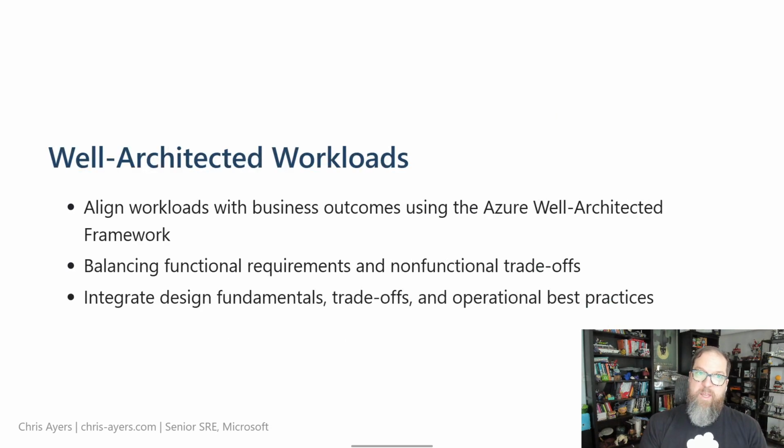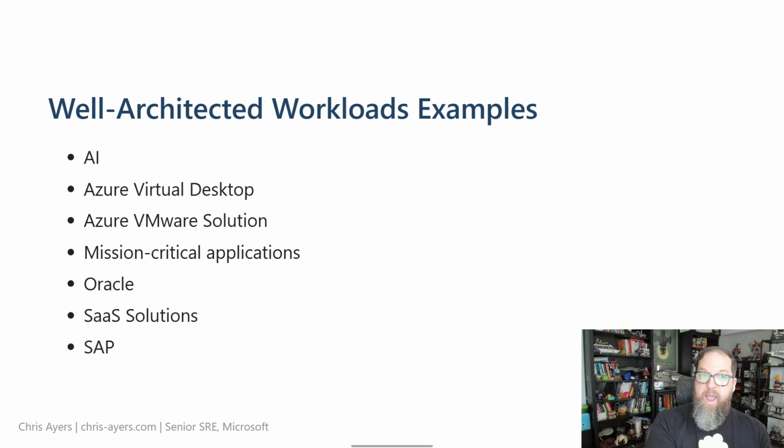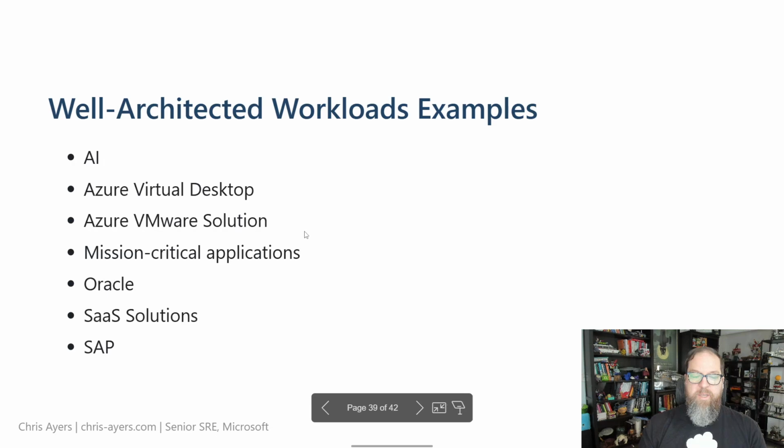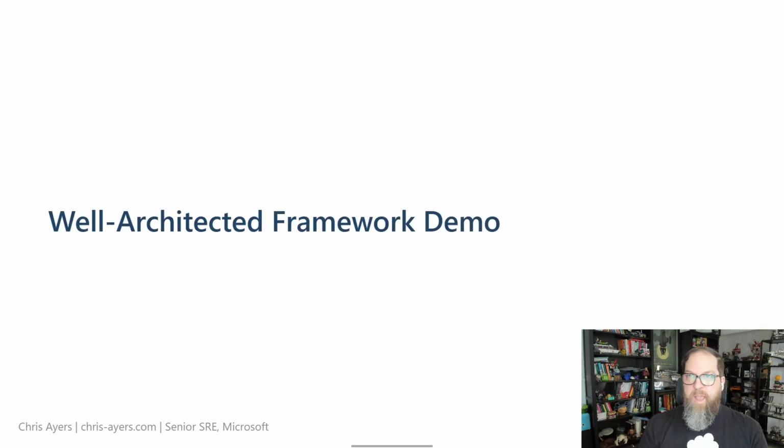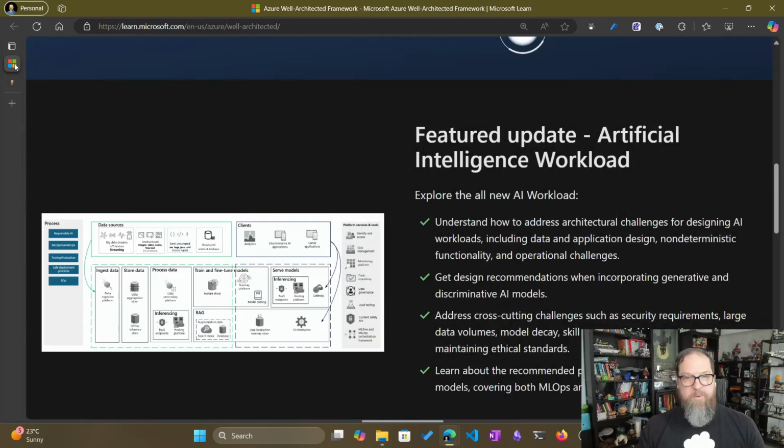We also provide out there in the Well-Architected Framework, Well-Architected workloads. So there are some workloads that have already been designed for business outcomes that have known use cases that help balance the functional and non-functional requirements, and they have deep discussions. And we're going to go out and look at them. There are ones around AI and virtual desktop and VMware. There's mission critical workloads, Oracle, SAP. So there's a ton of these. And let me just go out here and look.